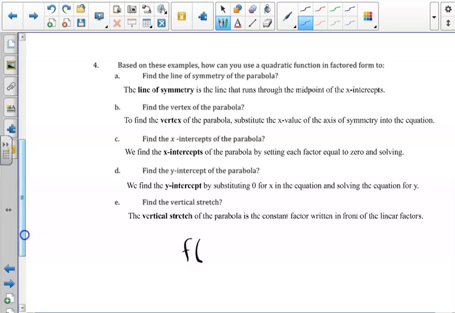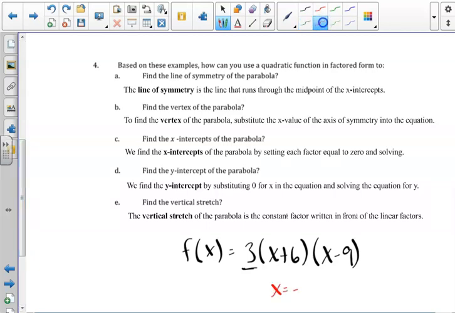So for example, if I give you the function f of x equals 3 times the quantity x plus 6 times the quantity x minus 9, the vertical stretch will be 3. The x-intercepts will be -6 and 9, because we would set our factors equal to 0 and solve.